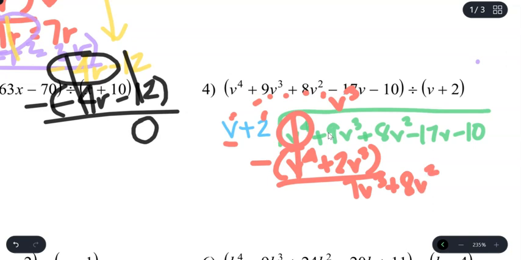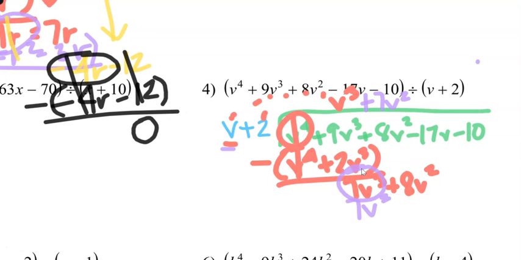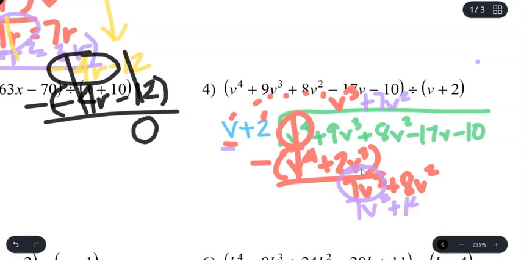So now let's move on to making this look like this. How do I make v look like 7v cubed? Well, I'm going to multiply it by 7v squared. So that gives me 7v cubed when I do my multiplication plus 14v squared. And how did I get 14? That's 7v squared times 2. Again, parentheses. Subtraction. Those cancel, and then 8v squared minus 14v squared is negative 6v squared. And then I'm going to bring down the negative 17v.